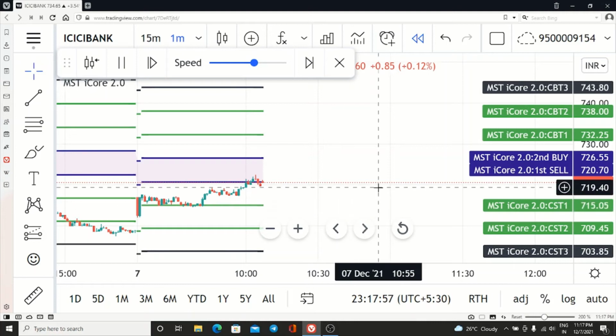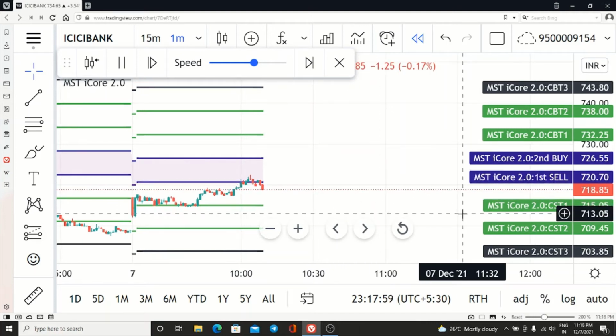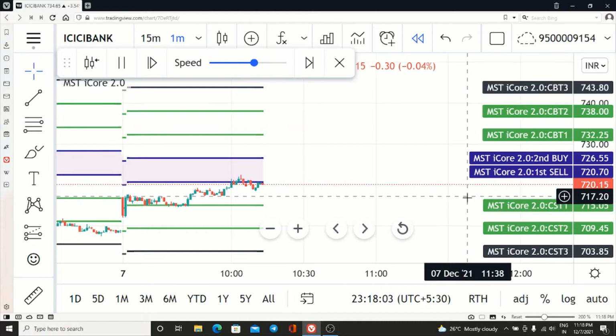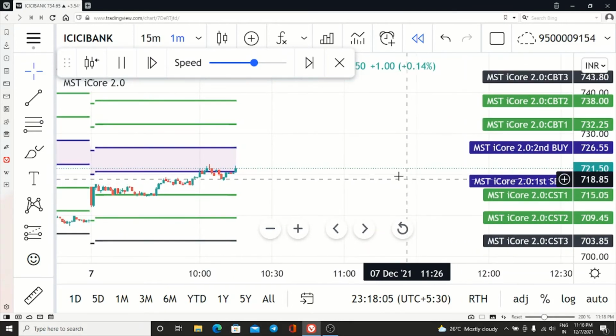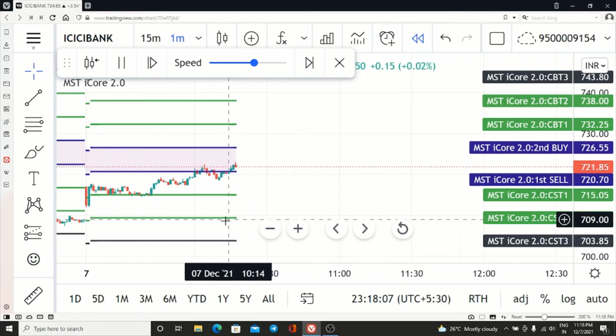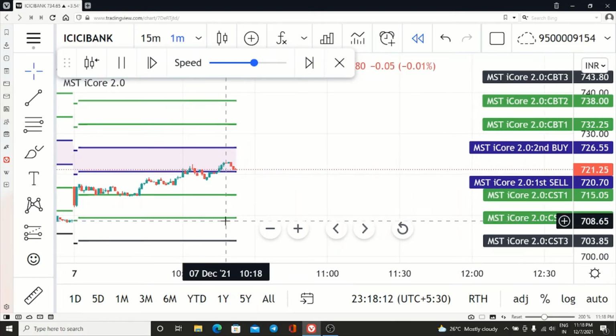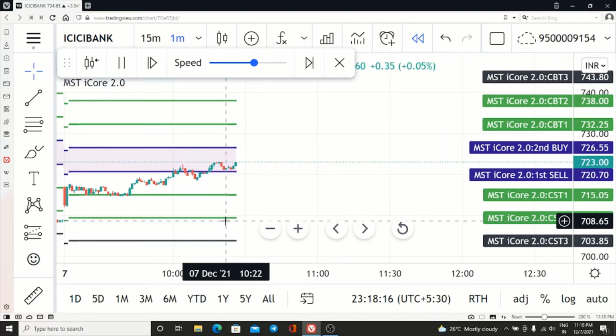So it has given 1 point profit, 1.5, 2 points profit you have got. I'm not talking about the number of shares, how many shares you will be buying, I don't know. So this 2 points profit so far we have got, but we have to wait for either target or SL. We are not going to book in between.